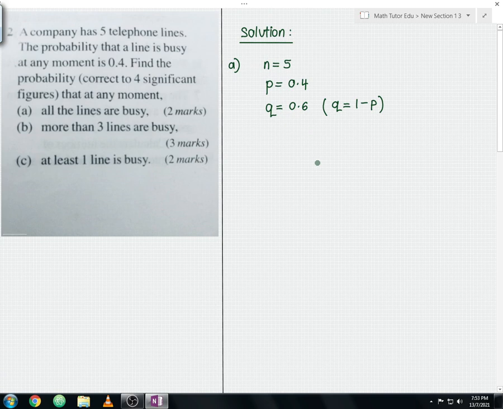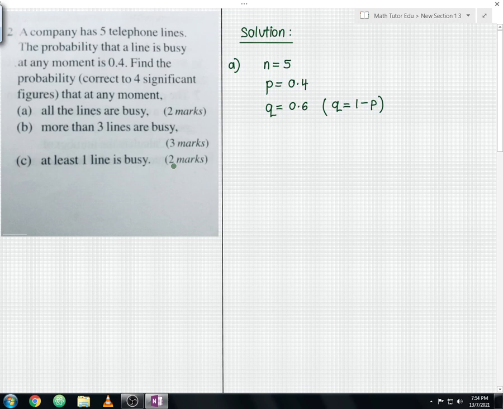Whenever you encounter any binomial distribution question, these 3 pieces of information are a must. You must have the number of trials, you must have the probability of success, and you must have the probability of failure. Once you have all this, then you are able to solve most of the questions.